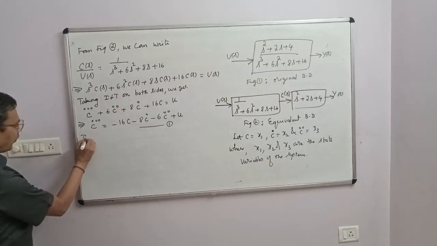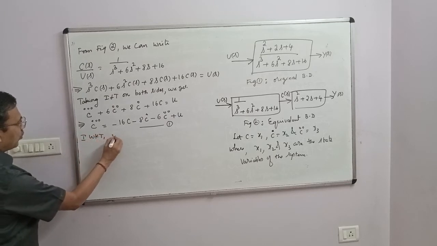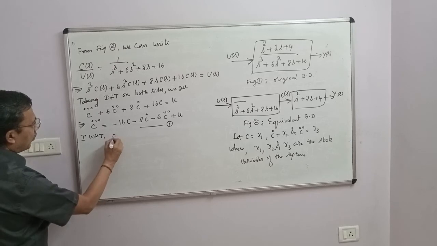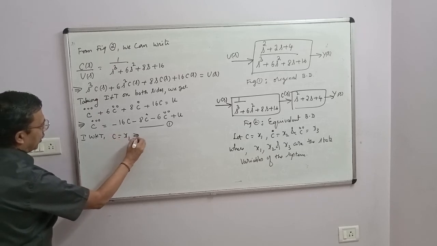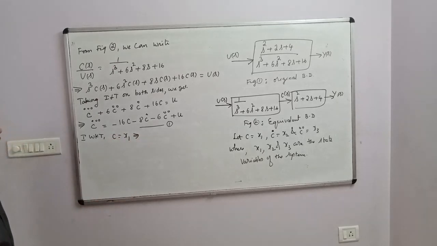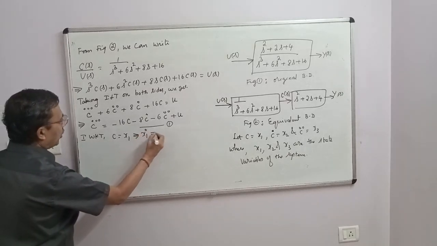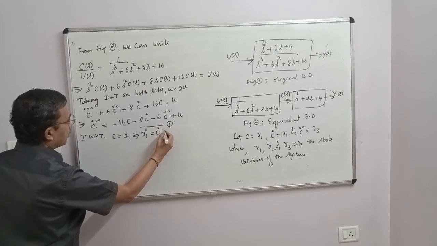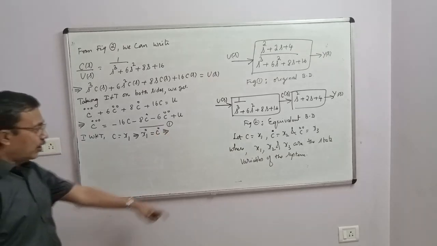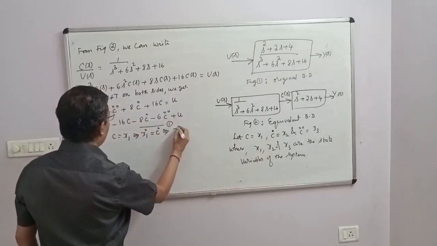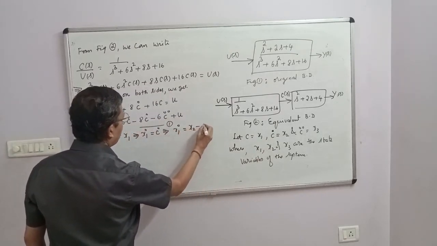Step 1. We know that C is equal to x1. Differentiate both sides with respect to t. So you get x1 dot is equal to C dot. So what is C dot? C dot is nothing but x2. This implies x1 dot is equal to x2.